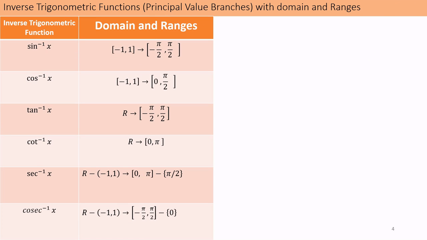In this slide, we will recollect the relationship between inverse trigonometric functions, that is, principal value branches with domain and ranges. Please see the table shown on the screen. On the left hand side, we have the inverse trigonometric function. And the next column is domain and range. Let us take for example sine inverse of x. The domain lies between minus 1 and 1.